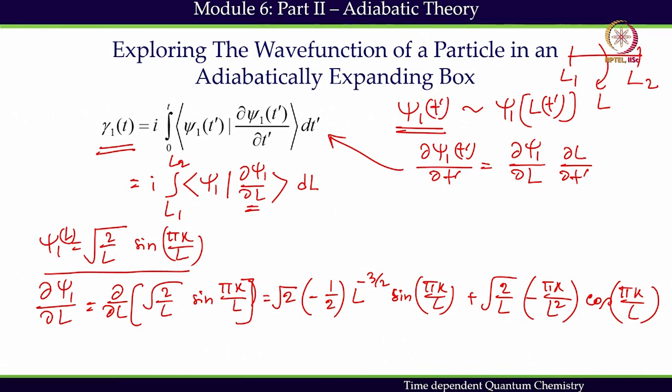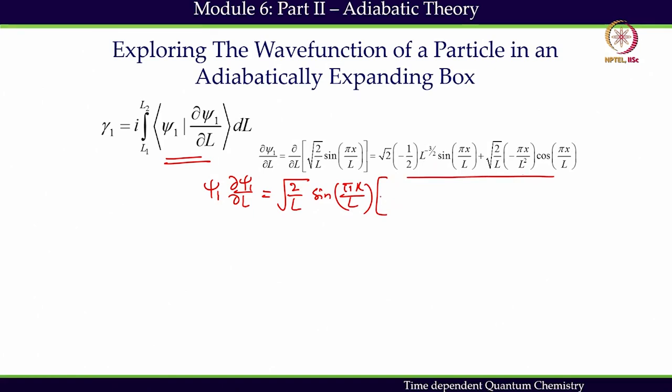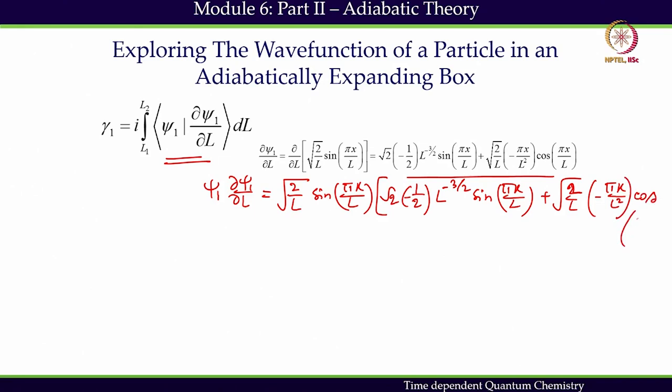So we get this first derivative with respect to L of this function, and once we get it, we have to multiply by psi 1. This product will give me square root of 2 by L sine pi x by L multiplied by the entire function, which is square root of 2 times minus 1 by 2 L to the power minus 3 by 2 sine pi x by L, plus square root of 2 by L times minus pi x by L square, then cos of pi x by L.